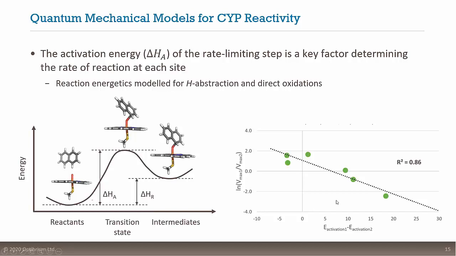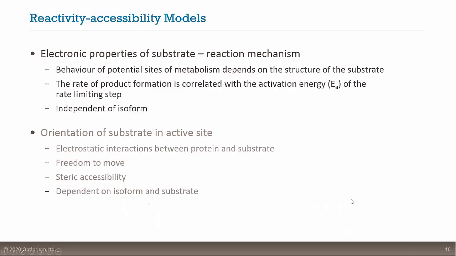And here you can see an excellent correlation between the difference in activation energies between two sites within the same compound and the ratio, or the log ratio, between the relative rates of product formation at those sites. This was calculated in this case with density functional theory. So the electronic properties, as I say, are based upon the really detailed mechanistic understanding of the reaction, give high quality predictions, and are independent of the isoform.